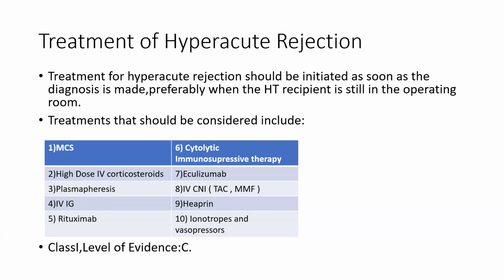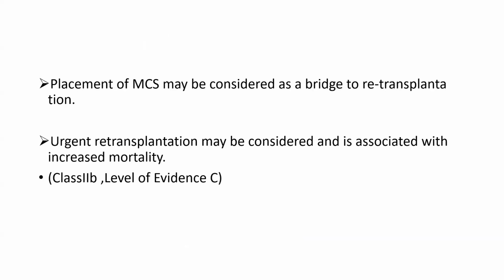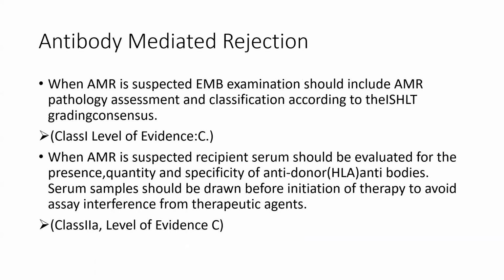Now, if we are dealing with hyperacute rejection, then how to deal with it? The treatment options are high-dose IV corticosteroid, plasmapheresis, then IVIG, rituximab, eculizumab, IV calcineurin inhibitor, heparin, inotropes, and vasopressors. Placement of a mechanical circulatory support system should be considered as a bridge to retransplantation. Urgent retransplantation may be considered and is associated with increased mortality.